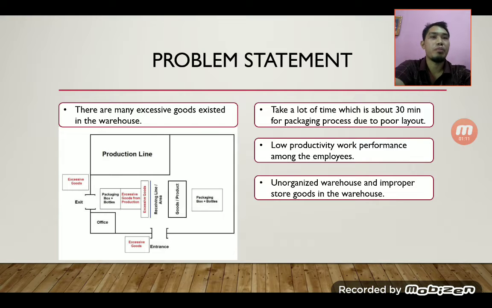Okay, proceed to the problem statement. The problem that has occurred in the warehouse is that there are many excessive goods existing in the warehouse, as in the figure below. Because of that, it takes a lot of time, about 30 minutes, for the packaging process due to the poor layout. Second is the low productivity and work performance among the employees. Lastly is the unorganized warehouse and improperly stored goods.